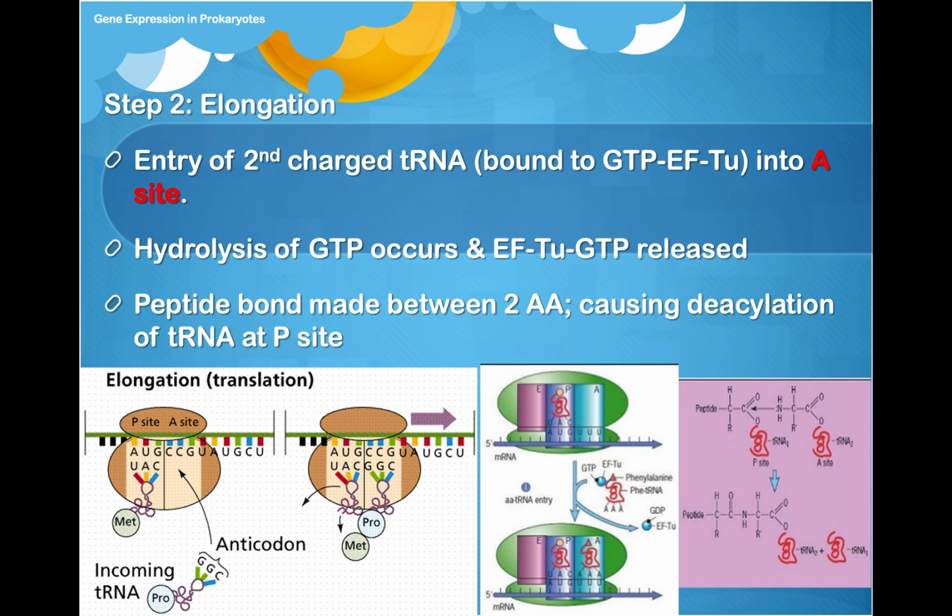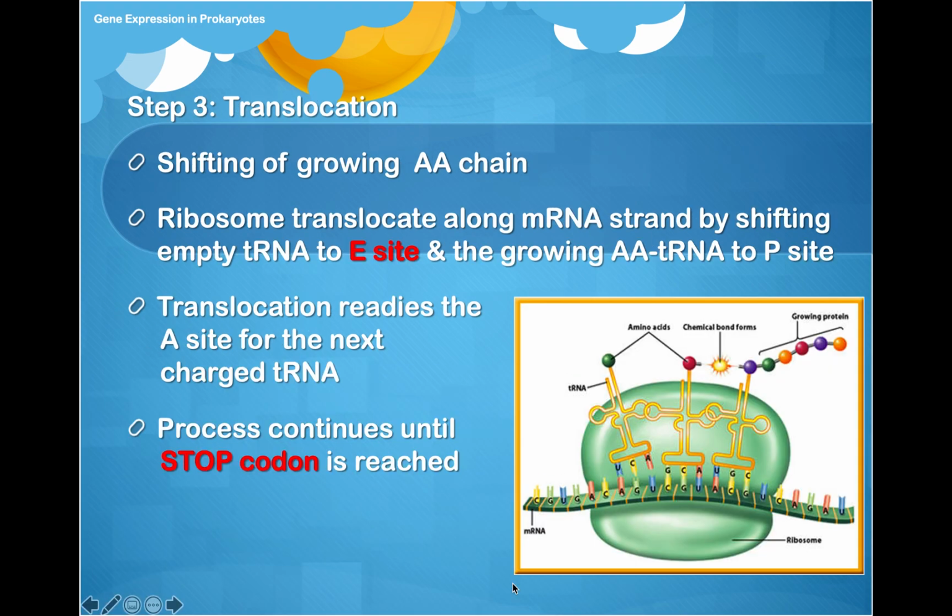The next step is elongation, similar to transcription. The second charged tRNA enters, bound to GTP-EF-Tu, into the A site. Hydrolysis of the GTP occurs, and the elongation factor EF-Tu-GTP is released, as you can see over here. The peptide bond made between the two amino acids causes deacylation of the tRNA at the P site. When deacylation occurs, it will move along over here.